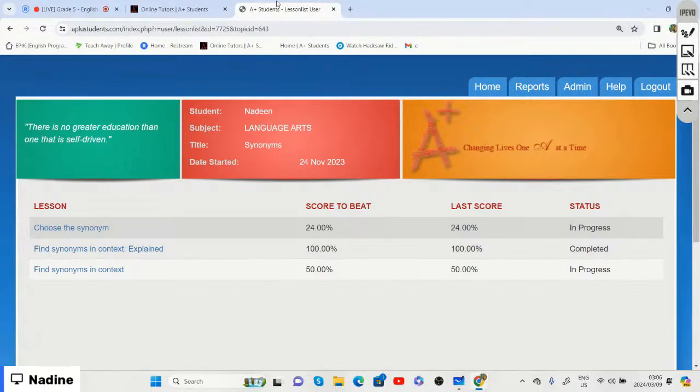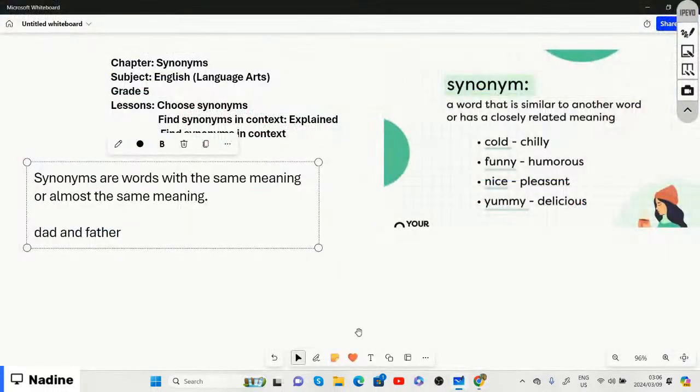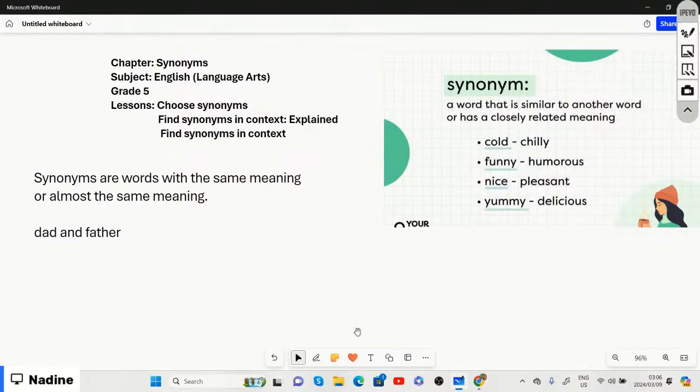All right. So a synonym, right? Before we go on to what a synonym is, our chapter is synonyms. Our subject is English Language Arts, grade 5. And the lessons that we're going to be focusing on today under the chapter of synonyms is to choose synonyms, to find synonyms in context, and just synonyms in context.